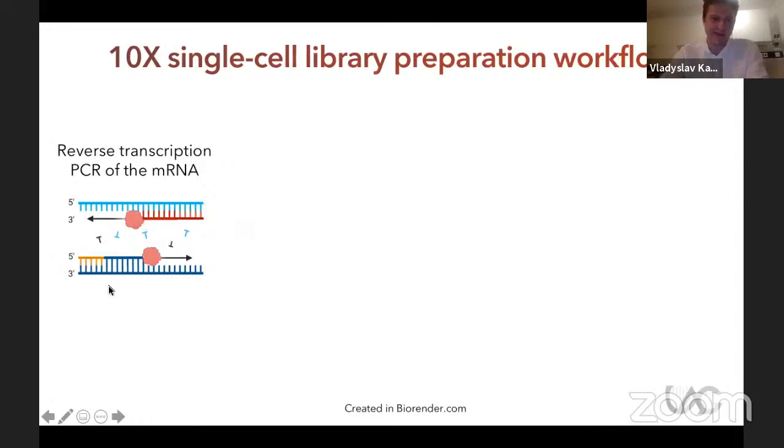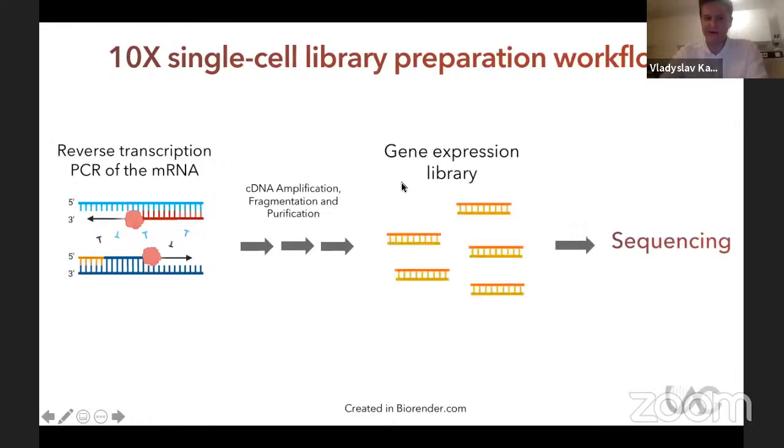Okay, so the output of this RT-PCR will be the cDNA. And in the next steps, we will amplify the cDNA molecules. We will cut them into small pieces in order to fragment them, to make small fragments. And afterwards, after some quality control steps and purification, you would have, hopefully, a nice gene expression library.